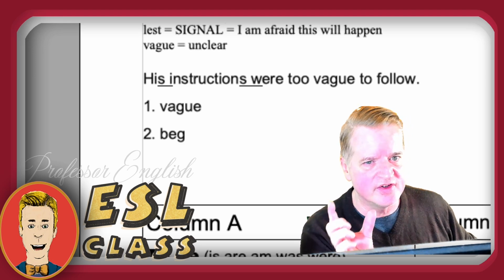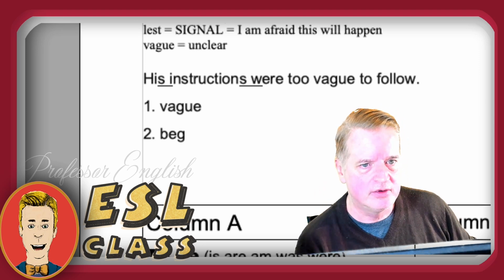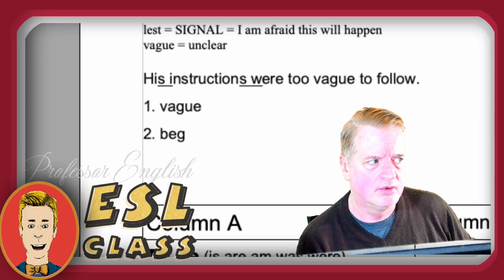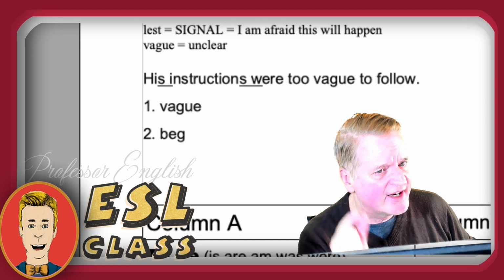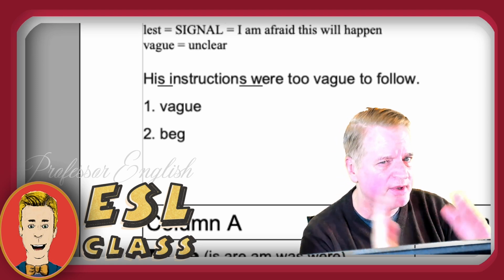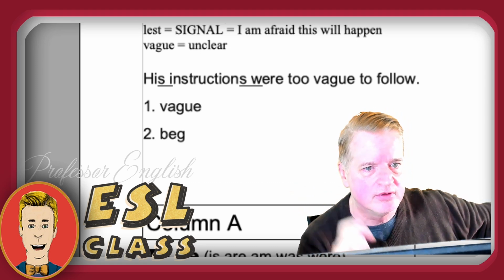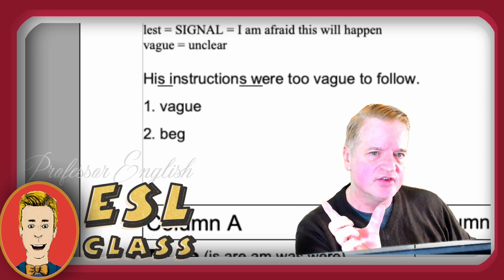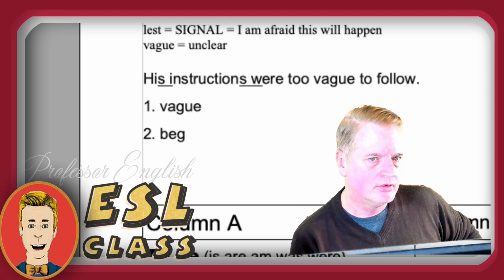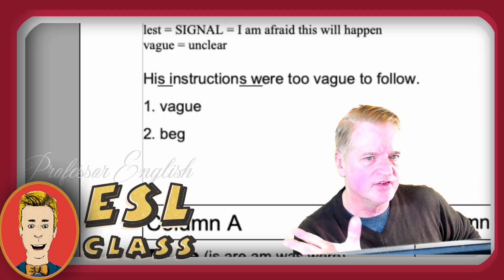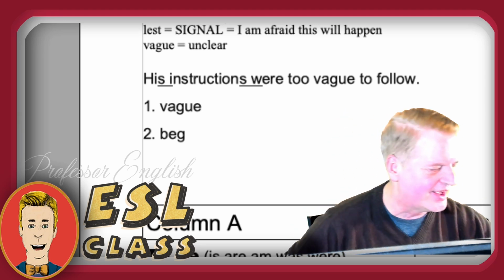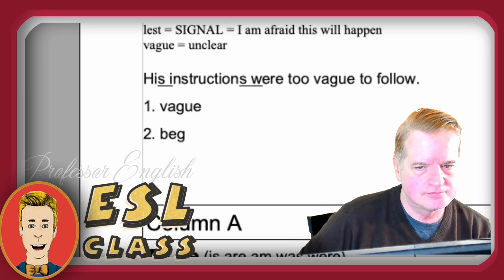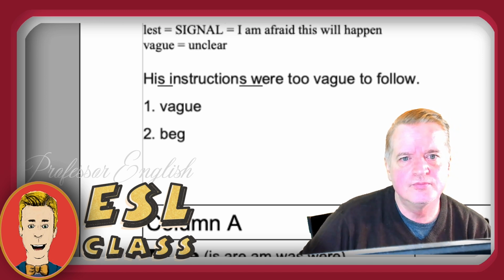Can you say the two words together? Too vague. So you cannot be short on that word. You have to always be long with "vague" for a couple of reasons. Can you say "his instructions were too vague"? Say the whole sentence. Say all of that. His instructions were too vague.